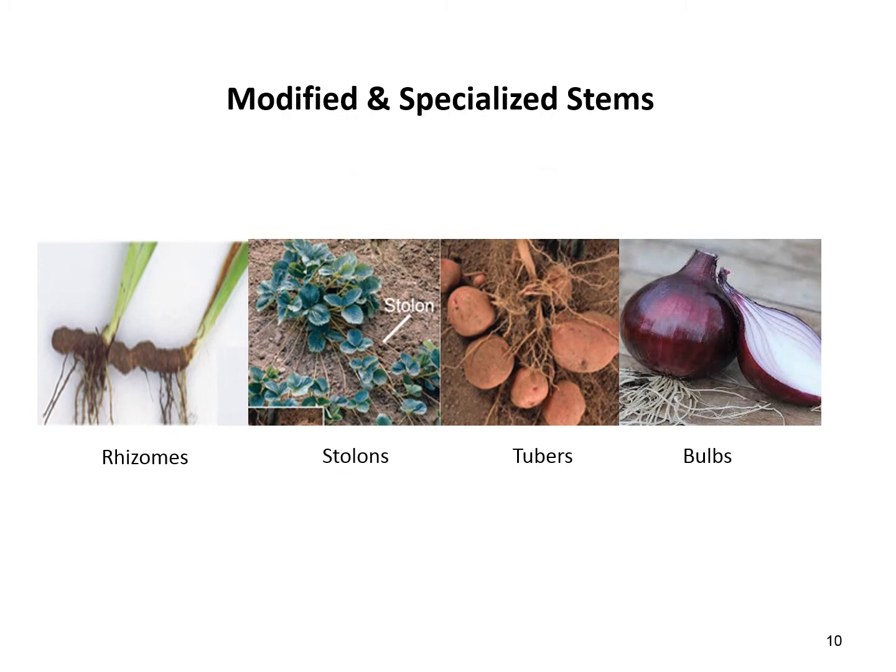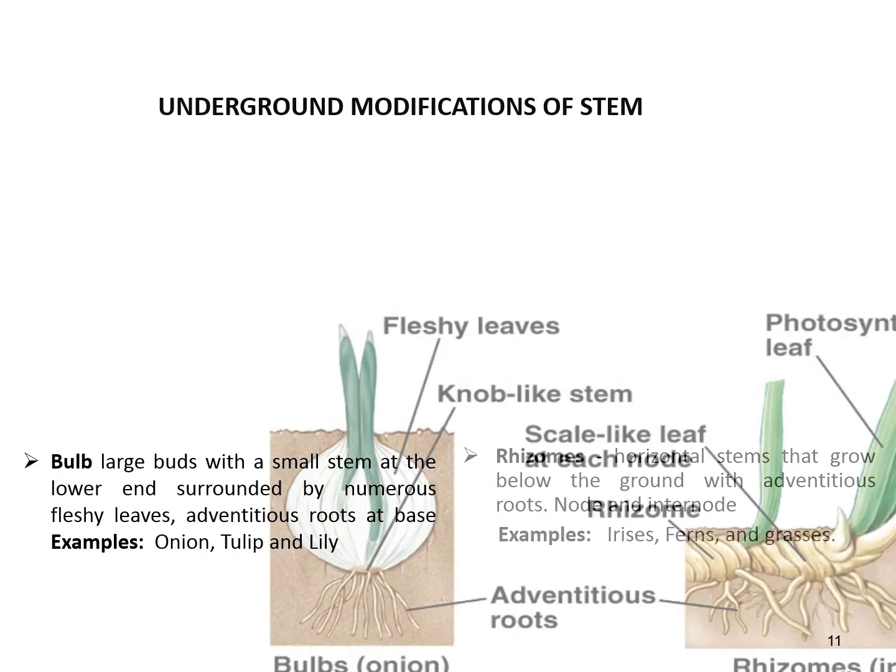Okay, students, now we will learn about the different kinds of specialized stem. We generally expect stems to be upright and above the ground. However, there are many stems that do not fit this mode. Some stems are modified to store food or to help the plant in reproduction. So let's discuss these modified forms.